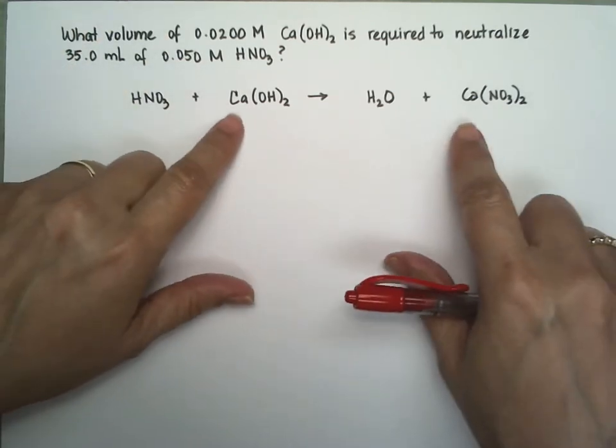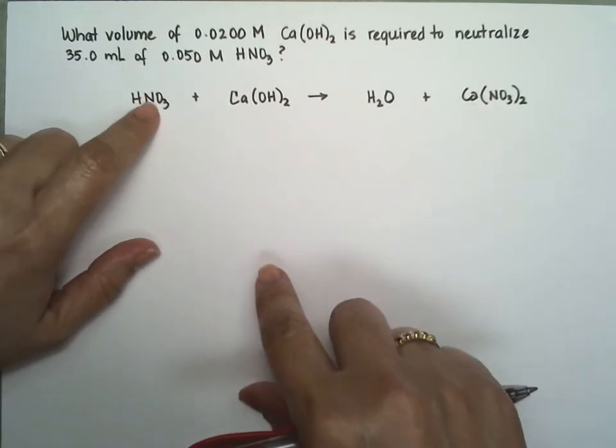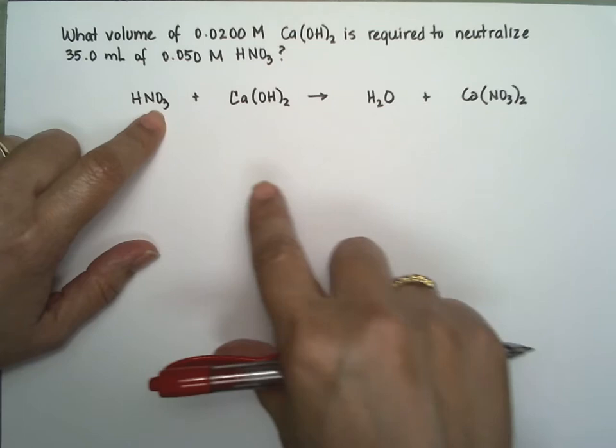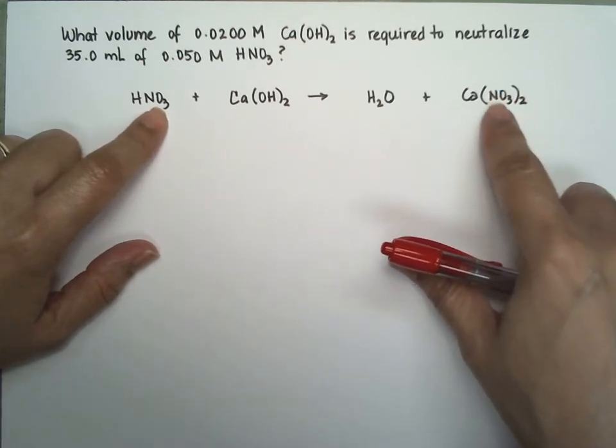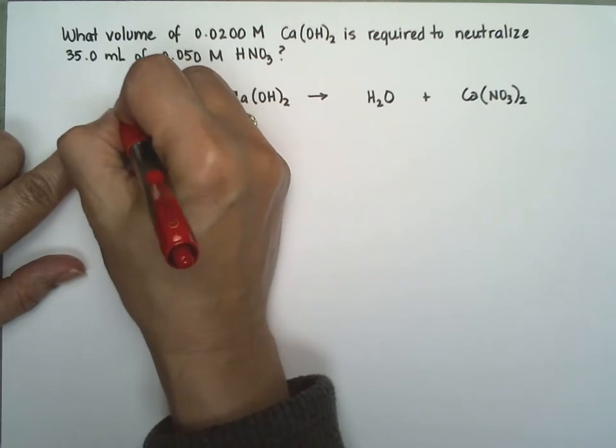So I'm going to start with the calcium. I have a calcium on the left and a calcium on the right. I have a nitrate, and I look at it as a unit. The nitrate on the left, I have 2 on the right. So let's fix that by putting a 2 right here.